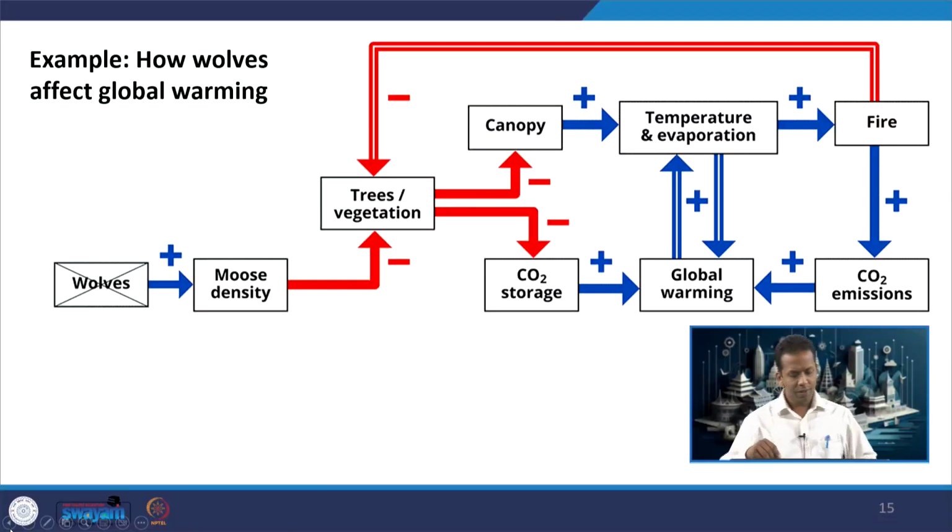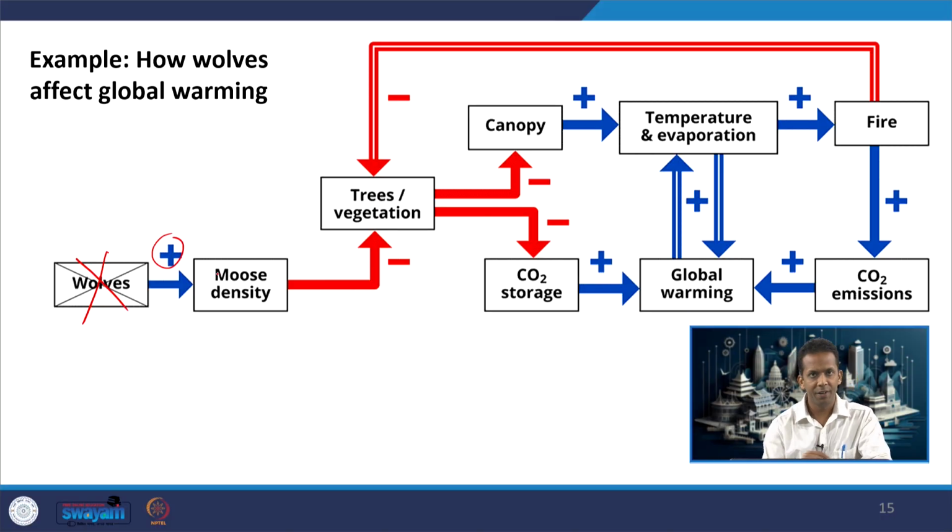So, let us start with a hypothetical case where there is a forest and the wolves are removed from that forest. If wolves are removed, what will happen to moose density? Moose means a deer-like animal which feeds on the trees and vegetation. So, if wolves are removed, the moose density will go higher, it will increase, the plus sign means increase. If the population of moose increases, they will consume more trees and vegetation. So, trees and vegetation will go down.